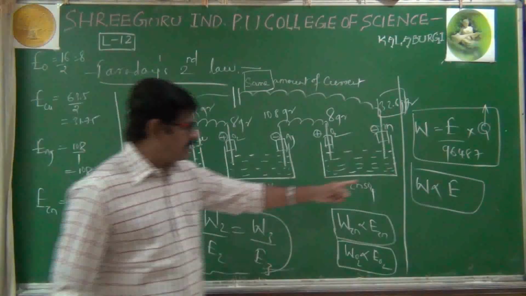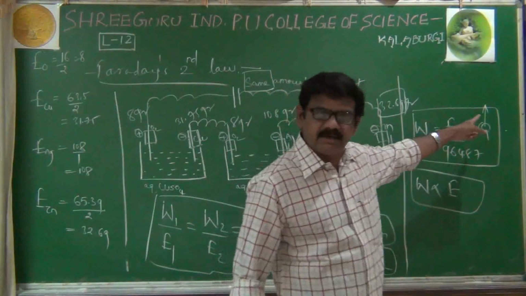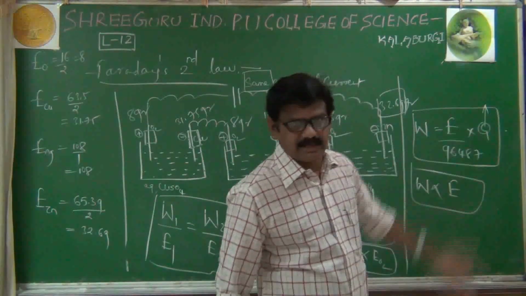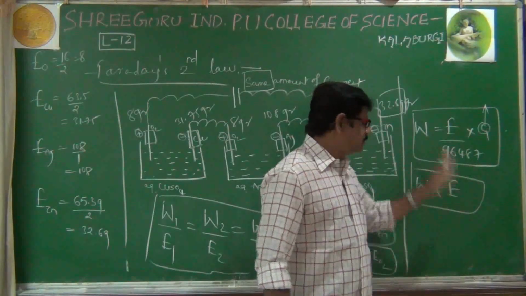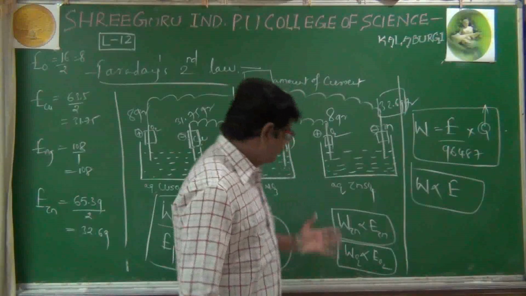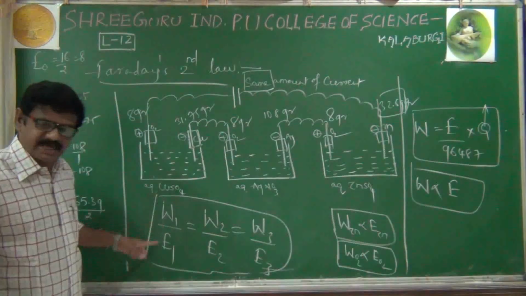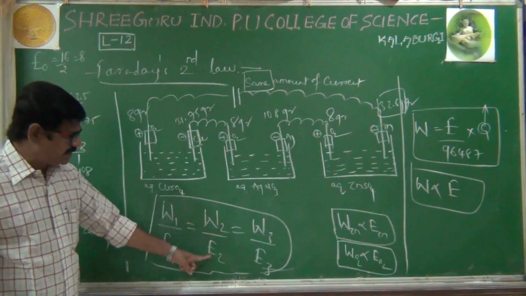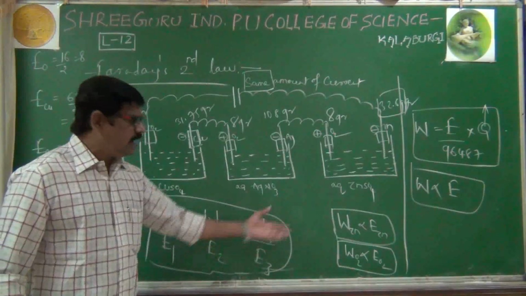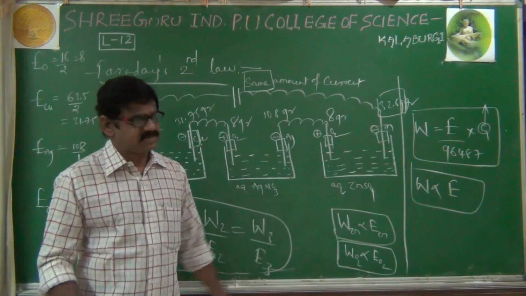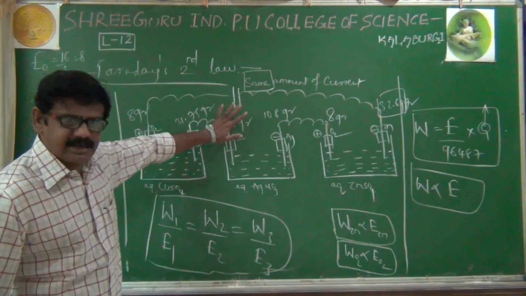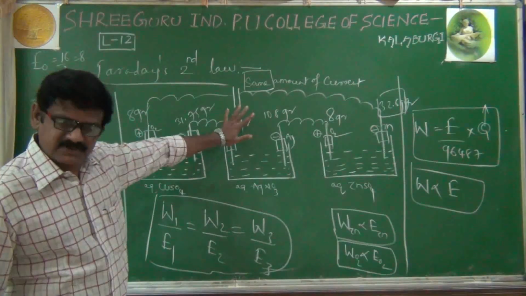Of course, the second law of Faraday we have taken even from the first law of Faraday. Why? Because here Q is constant. Therefore, W proportional to E we can write. Therefore, the final formula is W1 by E1 is equal to W2 by E2 is equal to W3 by E3, or we can also continue W4 by E4, etc. Right. Now, based on the second law of Faraday, we'll solve some questions.